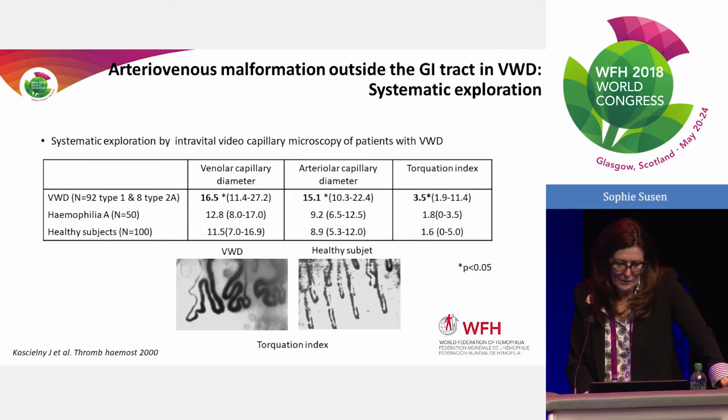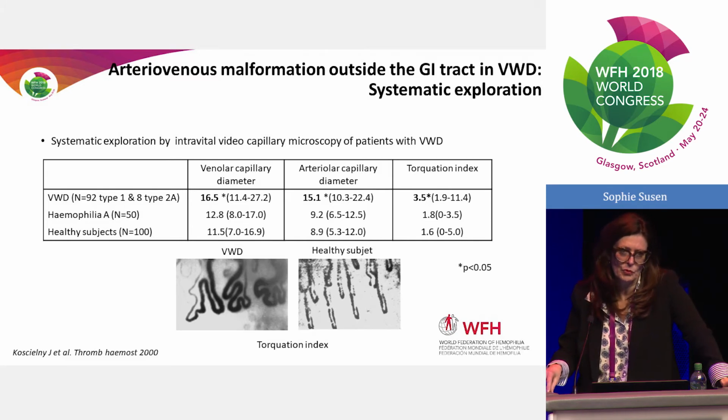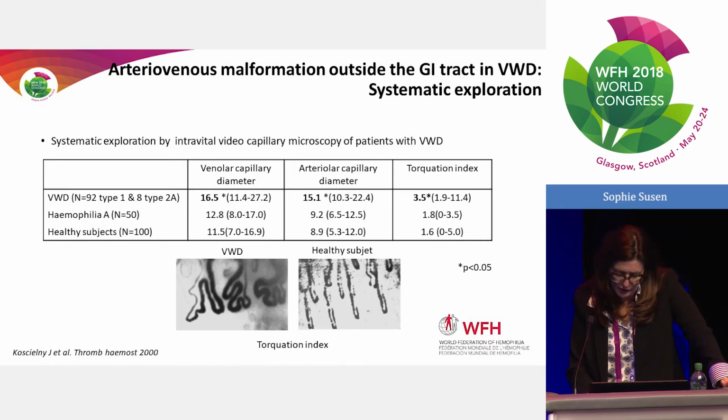So if we look now at the systematic investigation that is available, there is only one paper that tried to establish if there is other localization of arteriovenous malformation in von Willebrand disease. And you've seen these results during Anna's talk. You see that in von Willebrand disease, venular capillary diameter is increased when compared to hemophilia or healthy subjects. In these defects, arteriolar capillary diameter is increased, and there's a tortuosity index.